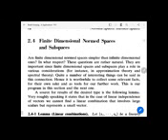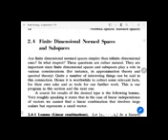So this is section 2.4, finite dimensional normed spaces and subspaces.